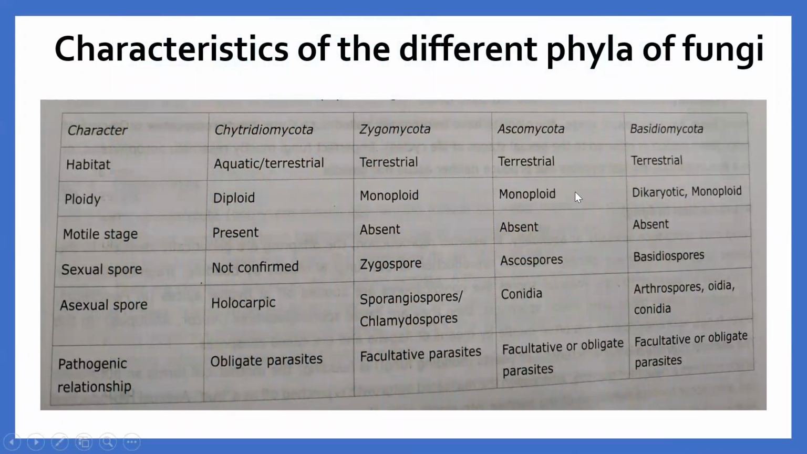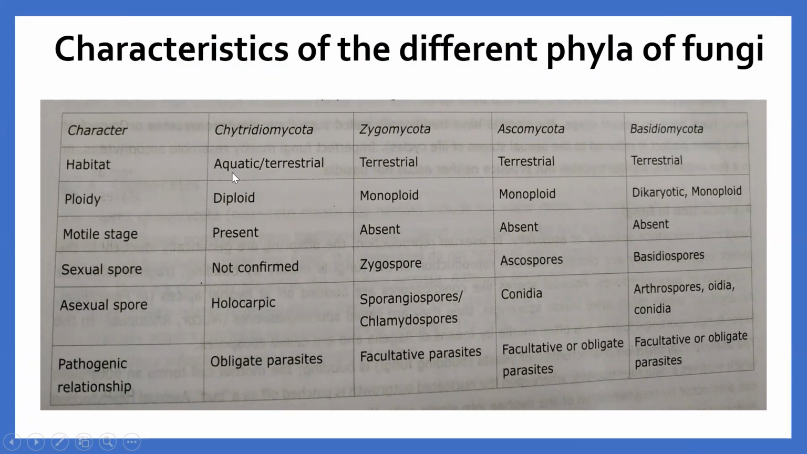Now, if we compare the characteristic features of different groups of fungi, we can see all the main differences lie in their habitat, their ploidy, motile stage, sexual spore, asexual spore, and pathogenetic relationship.